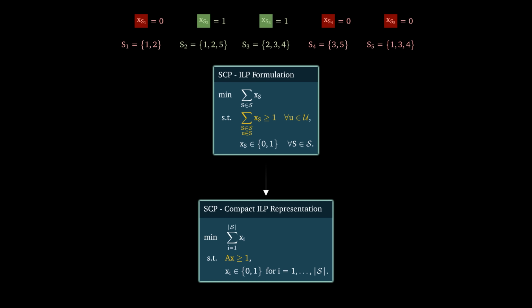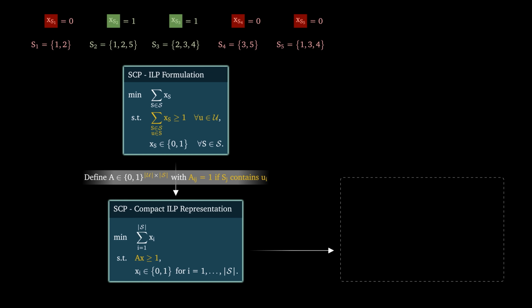This is generally done by defining a binary matrix A with as many rows as there are elements in the universe, and as many columns as there are sets in calligraphic S. The entry in row i and column j of this matrix is then equal to 1 if Sj contains the element ui and 0 otherwise. Now when you see this for the first time, it may look a bit overwhelming, so let us transform our example above into this form to let that sink in. Trust me, it's much easier than it looks like.